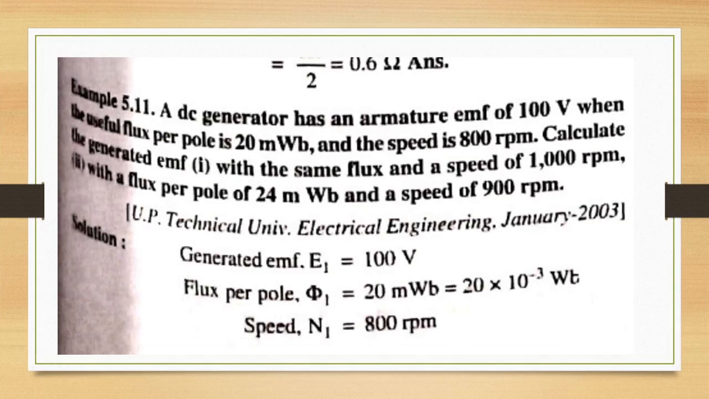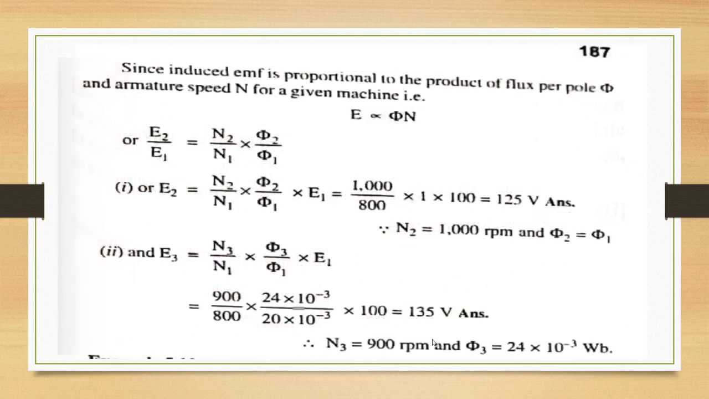Next numerical. A DC generator has an armature EMF of 100 volts when the useful flux per pole is 20 milliwebers and the speed is 800 rpm. Calculate the generated EMF. First one with the same flux and a speed of 1000 rpm. Second one with a flux per pole of 24 milliweber and a speed of 900 rpm. Let us see the solution. EMF generated is 100 volts. Flux per pole phi 1 is 20 milliweber, that is 20 into 10 power minus 3 webers. Speed is given as N1 is 800 rpm.